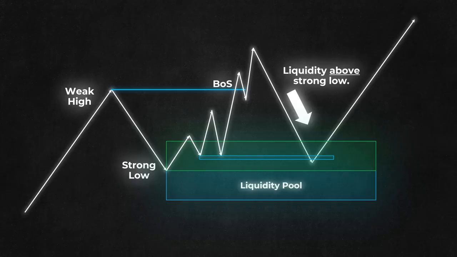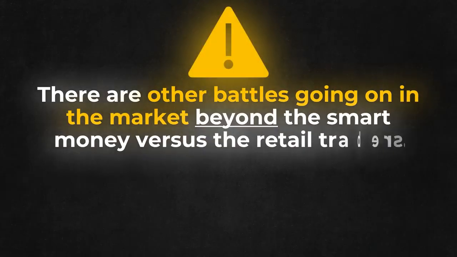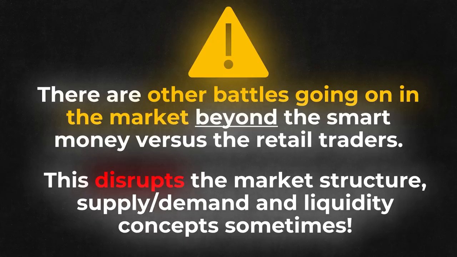Now there is one very important thing you should know about this. People who teach smart money concepts like to give you the impression that understanding this is purely mechanical. But sometimes these concepts will simply fail. And the reason goes back to what was said earlier. There are other battles going on in the market beyond the smart money versus the retail traders. These other battles simply don't care about market structure, but their actions will be reflected in price, therefore disrupting these notions of market structure sometimes.